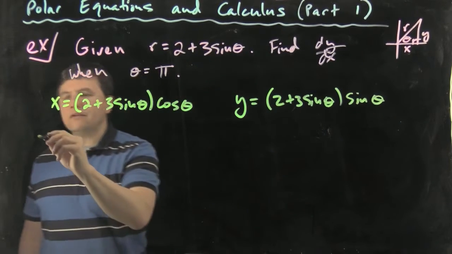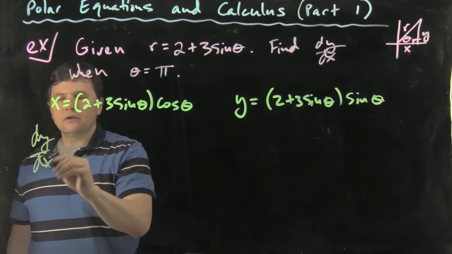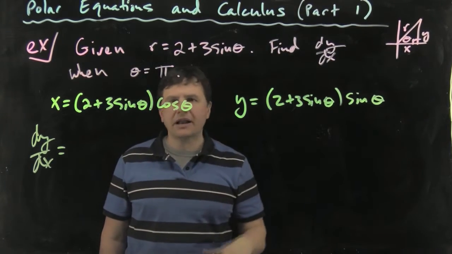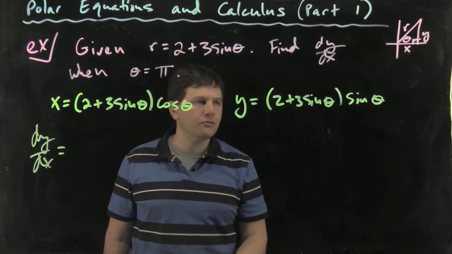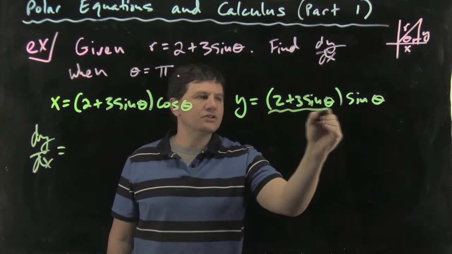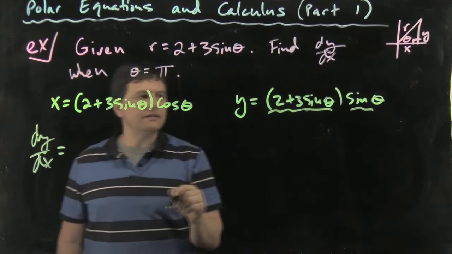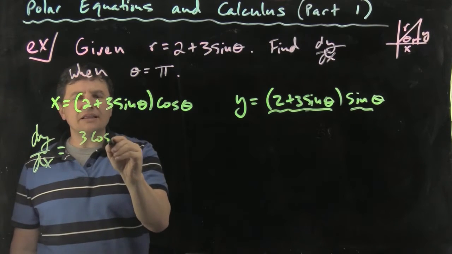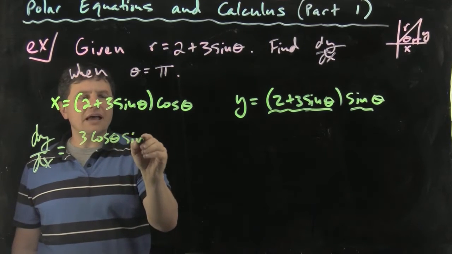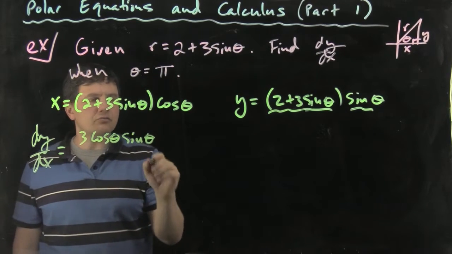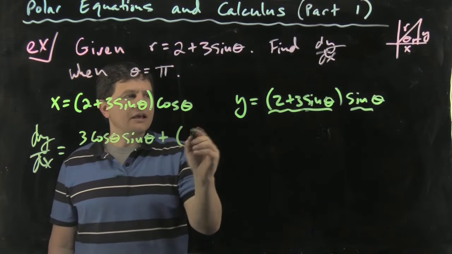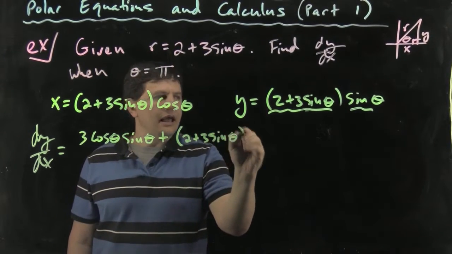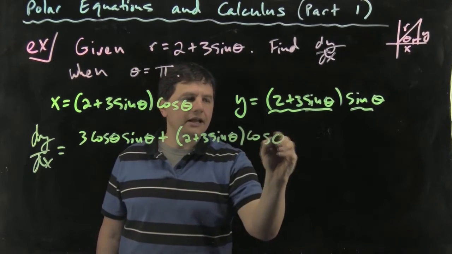Okay, so now to get dy over dx, I simply take the derivative of this. So this is the way I keep in mind. I don't memorize this as a formula as I showed you before. I just take the derivative of this. So I treat this as two separate parts. Let's take the derivative of that first. So that's going to give us 3 cosine theta. Copy down the sine. Okay, now we've got to do product rule, so this will be plus, copy down the r, 2 plus 3 sine of theta, and take the derivative of sine, that's cosine theta. Okay?